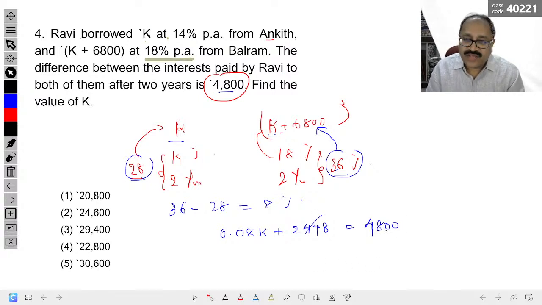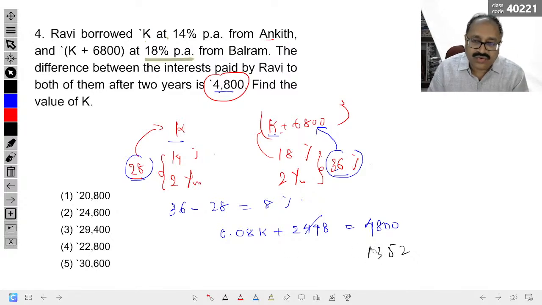Now look at this part. This is 52 and this is 7. 7 minus 4 is 3. So this will be 2352. So 0.08K is 2352. When you cancel with K, place the two zeros and divide it by 8. You will be getting this as 29,400.